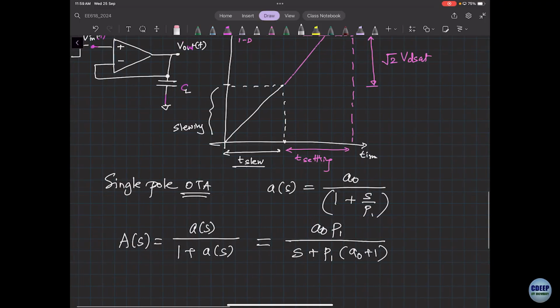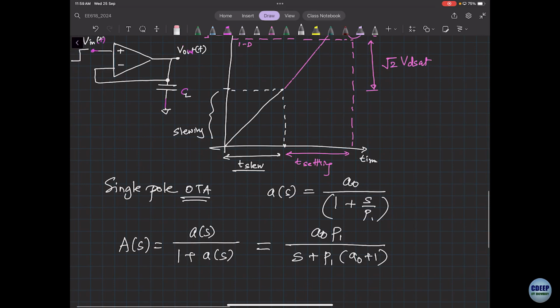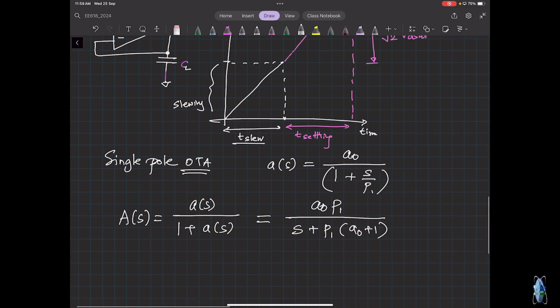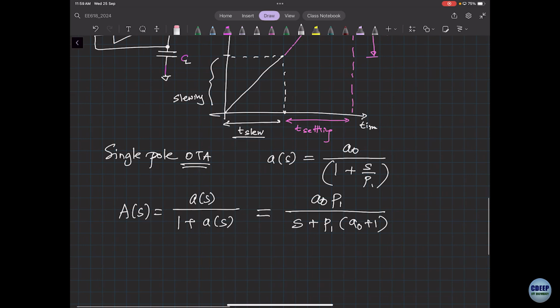Okay, so coming back, what I'm trying to say is that this is my OTA, and I'm analyzing this particular situation. The OTA has a one pole response, which is A0 divided by 1 plus S over P1. And then this is my closed loop response, A of S divided by 1 plus A of S, and this is what it is going to look like. Now, let's say we apply a unit step.